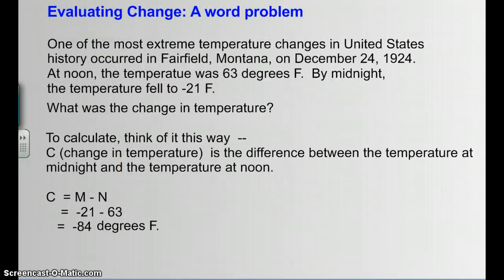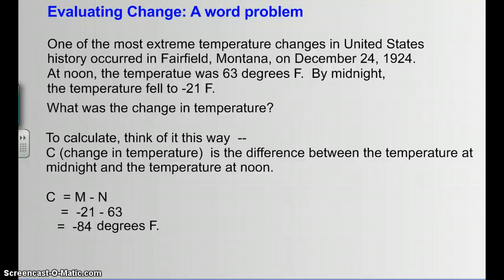So here's a word problem on evaluating change. One of the most extreme temperature changes in the United States occurred in Fairfield, Montana on December 24, 1924. At noon, the temperature was 63 degrees Fahrenheit, but by midnight, the temperature fell to negative 21 degrees Fahrenheit. What was the change in temperature?